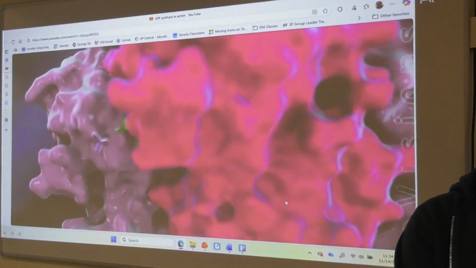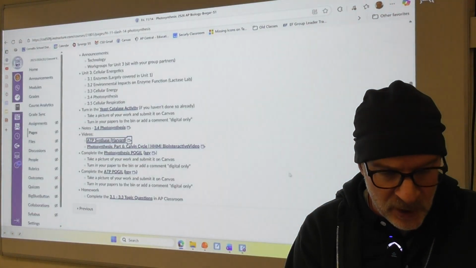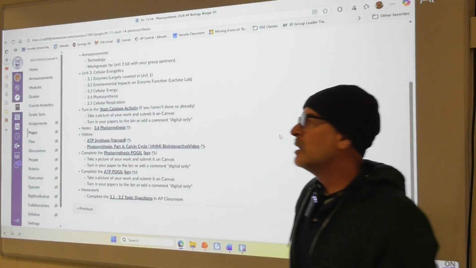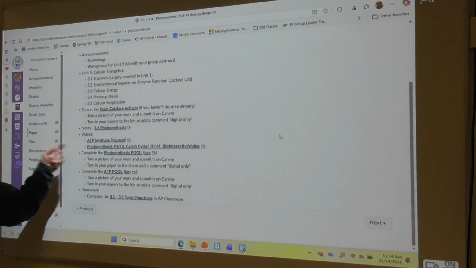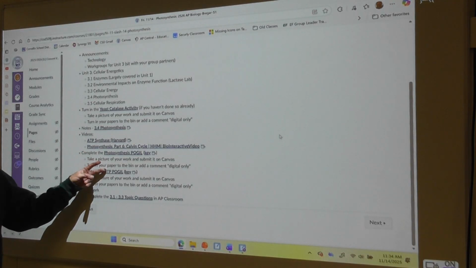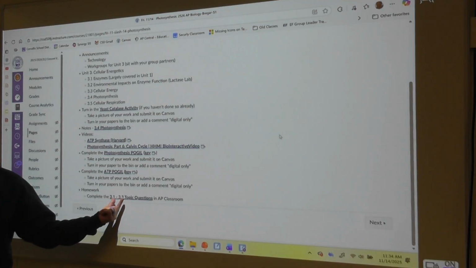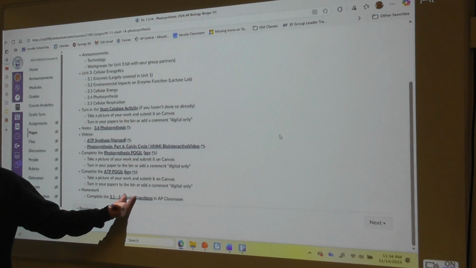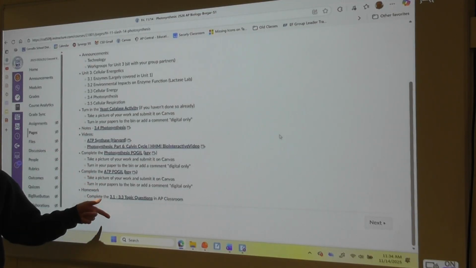Okay, so here is your job for the rest of the day today. Number one, I'm guessing at least some of you have not yet finished the photosynthesis POGL. Number two, there's the ATP POGL that I asked you to do for homework. Number three, there's homework over the weekend where this doesn't cover photosynthesis. It's sections 3.1 to 3.3, a bunch of multiple choice questions on AP Classroom. And you can work on any and all of this stuff.